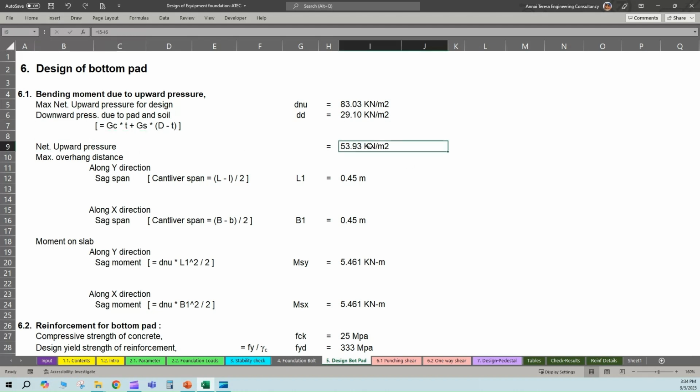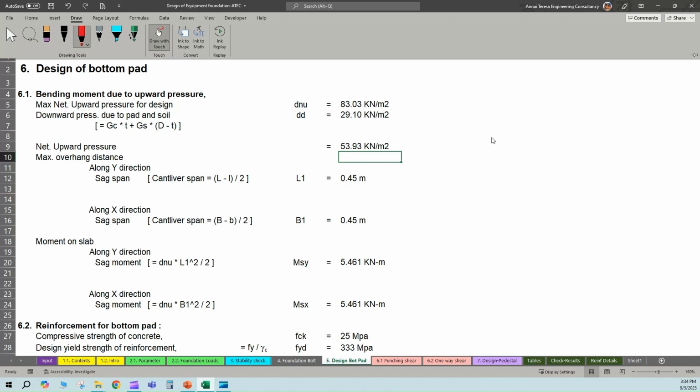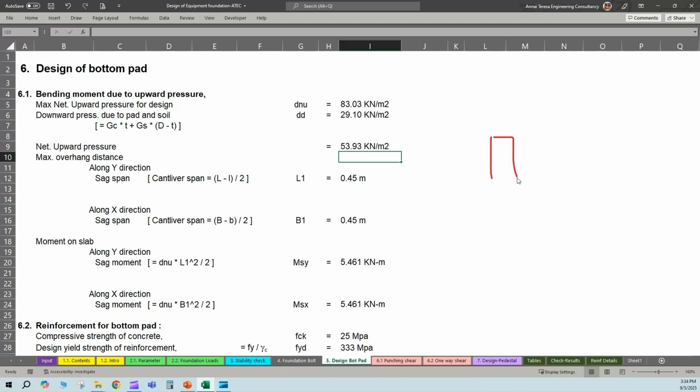Then net upward pressure is nothing but deducting the downward pressure, which is formed due to the soil and bottom slab, from the upward pressure. Now we need to calculate the maximum overhang distance. So this overhang distance is nothing but the clear distance of the bottom slab from the edge of the pedestal. So this is an overhang distance. We can consider L1 or B1 because it is a square footing. So both will be the same.